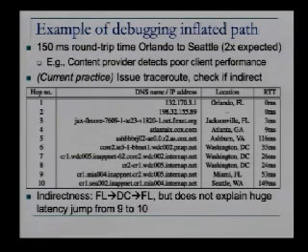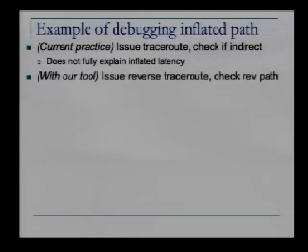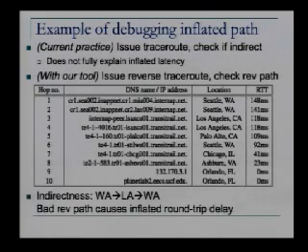If you look up at hop 5, you can also see that there's an inflated round trip time of 116 milliseconds. But that's not carrying through, so that's not affecting our RTT from Seattle. So with our tool, you can issue a reverse traceroute, and then you can check that reverse path to see if it's indirect. So that's what we did.